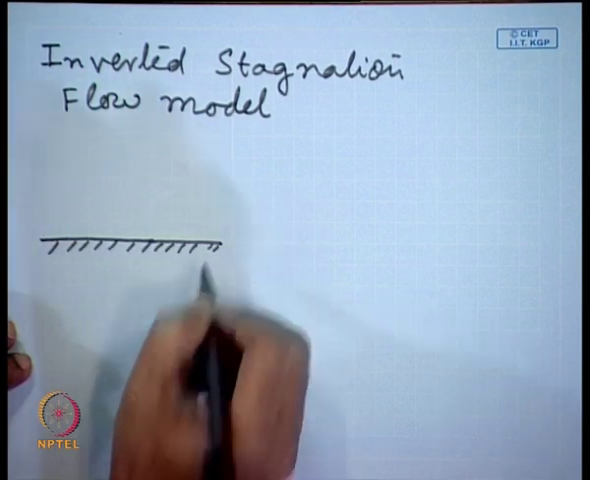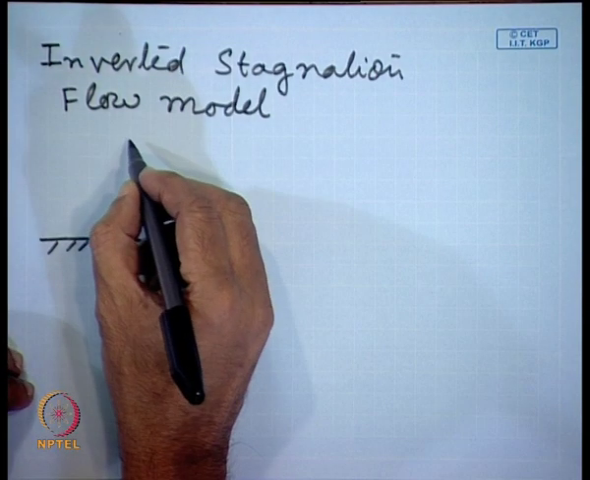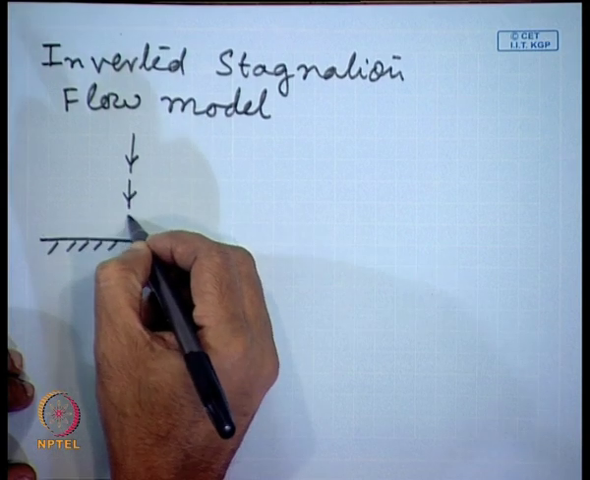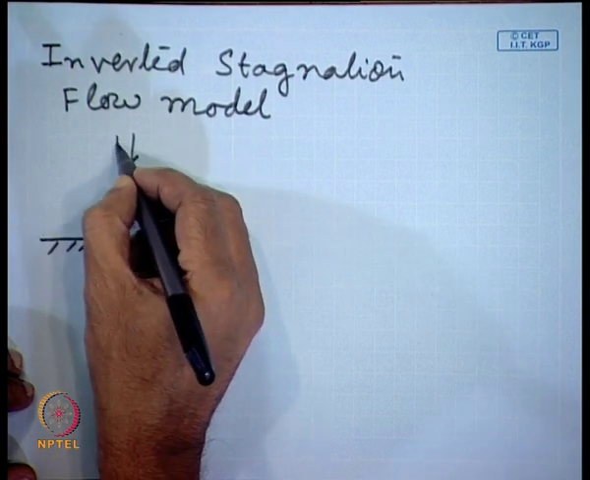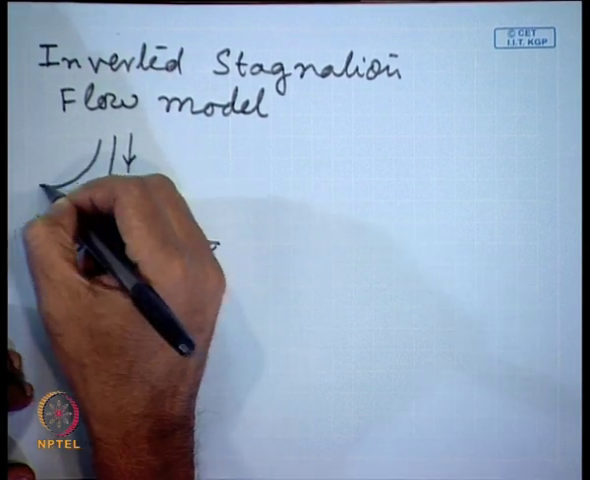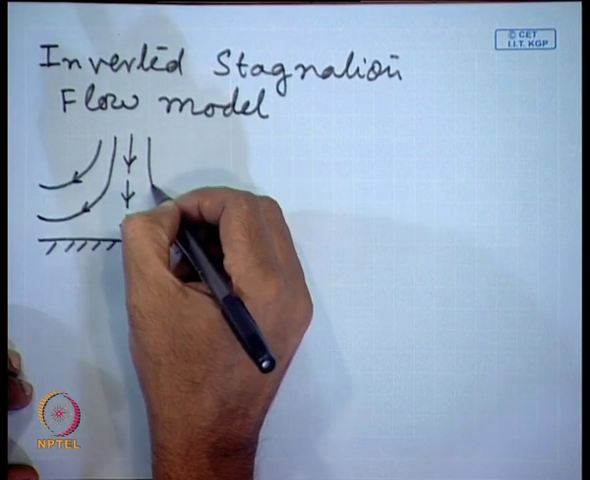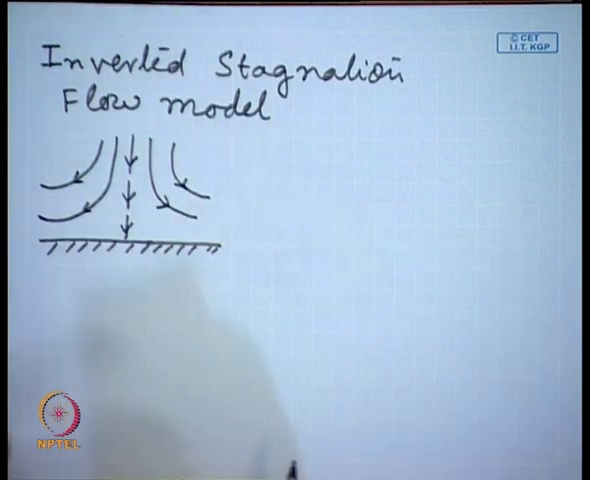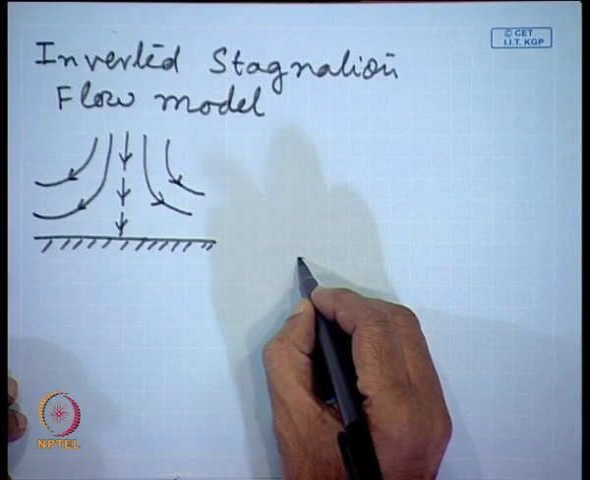Let us say there is a surface. Now, stagnation flow means the flow is directed towards it. So, if the flow is directed towards it, then what will happen? The streamlines will be like this. If we reverse the direction of the streamlines, we will get the inverted stagnation flow model. This is a stagnation flow. Why are we considering the inverted stagnation flow model?